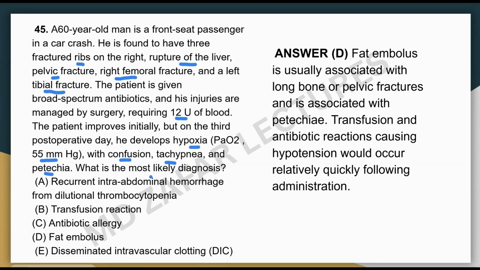Alright. So, what is the most likely diagnosis? Is it a recurrent intra-abdominal hemorrhage? Is it a transfusion reaction as the patient has had 12 units of blood? Is it antibiotic allergy? Is it fat embolism, or the patient had developed DIC? So, in the scenario of multiple long bone fractures with the patient developing a triad of hypoxia, confusion, and petechiae, you will always think of fat embolism.